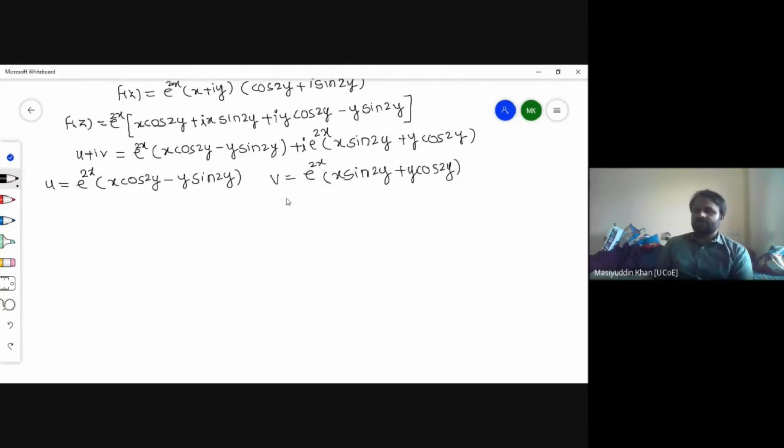So we just got these things after equating this part with the real and imaginary parts respectively. Now this is our function. Now we have to solve. How can we prove that it is an analytic function? The function must be differentiable, and the CR equation must be satisfied.